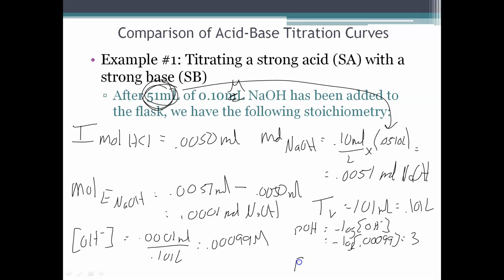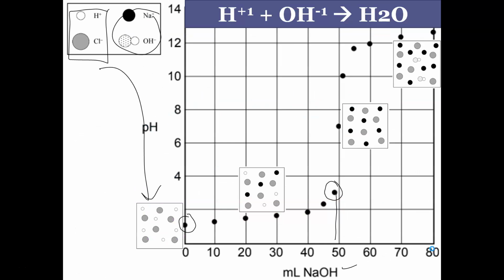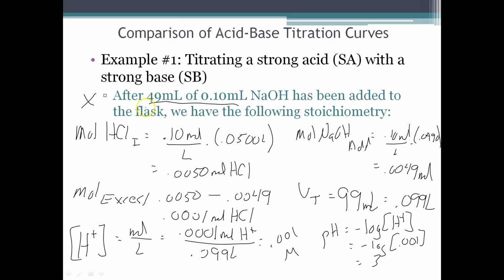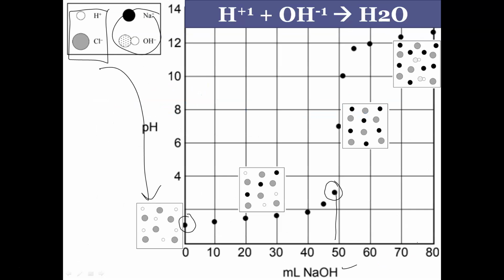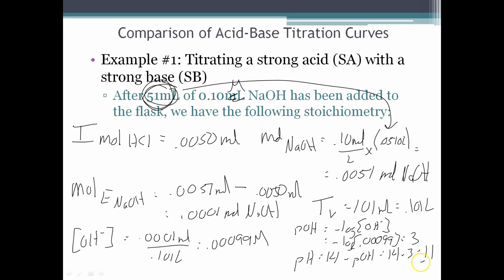All right, my pH then is 14 minus my pOH from that lesson. 14 minus 3 is 11. Okay, so my pH is 11. So this is really neat because in a span of 2 milliliters, we went from back here, when we had 49 milliliters of base, our pH was 3. We added 2 more milliliters. That's it. And look what happened. Our pH jumped to 11.